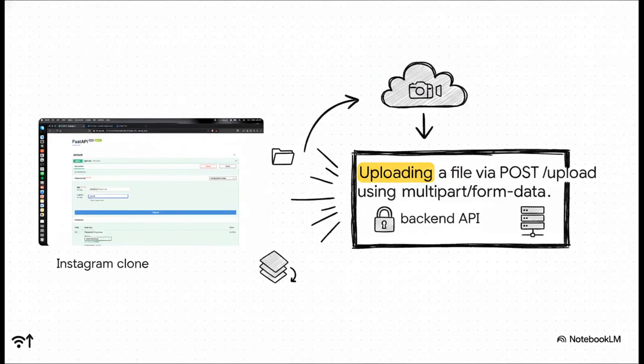But obviously, an Instagram clone needs media, not just text, right? So check out our post upload endpoint. The request body type is specifically set to multi-part form data. This is absolutely crucial. It's the exact mechanism that lets our backend securely accept raw image and video files straight from the client.